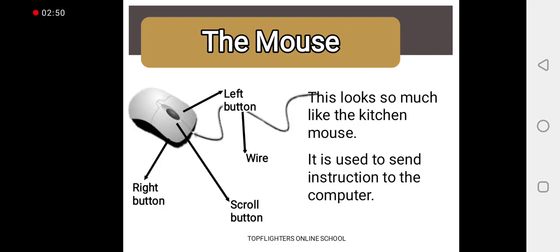Then also we have the mouse. Now the mouse looks like the mouse, the rat, that runs around in our kitchen. The mouse has different buttons. We have the left button, the right button, and the scroll button. It can be connected with a wire or you can have a wireless mouse. It is used to send instructions to the computer.